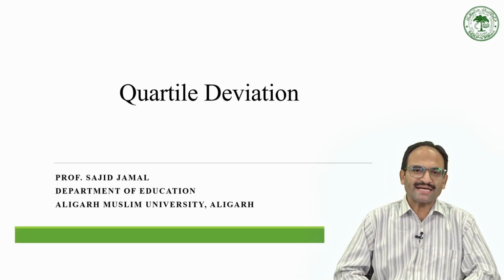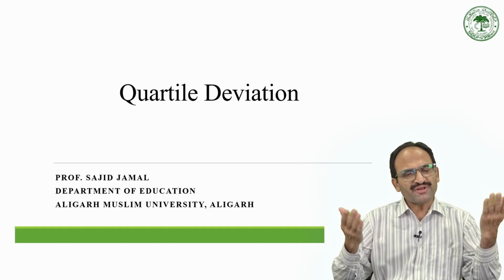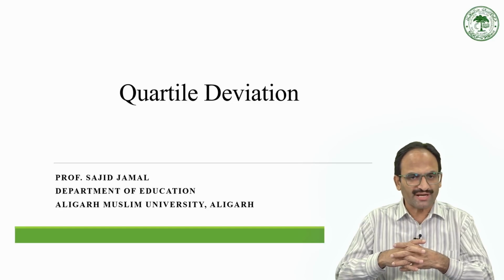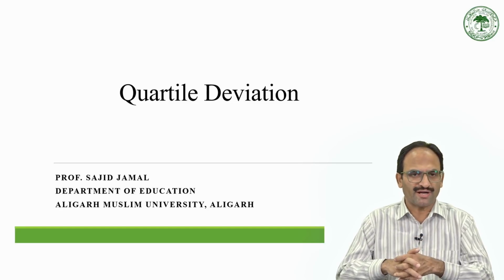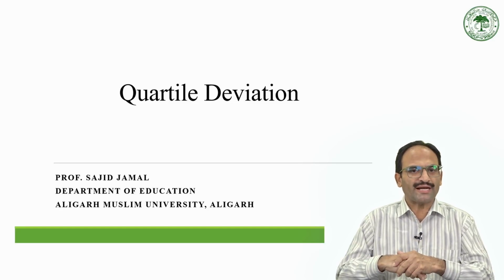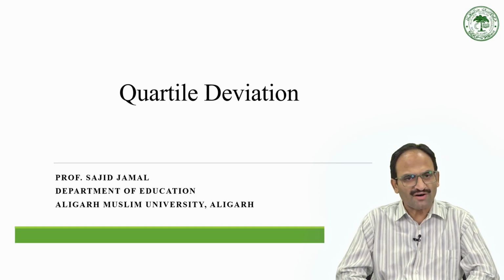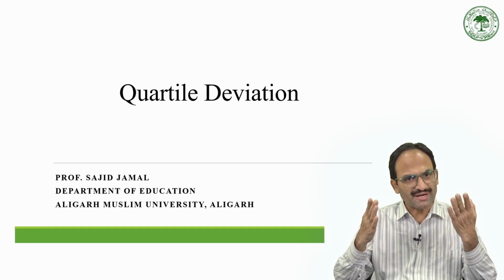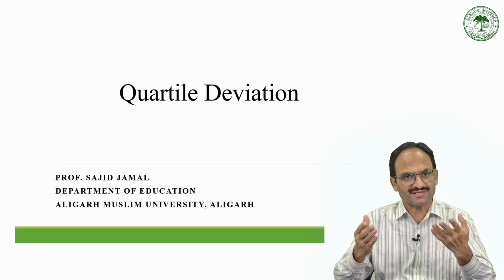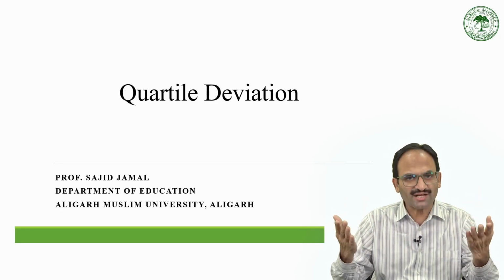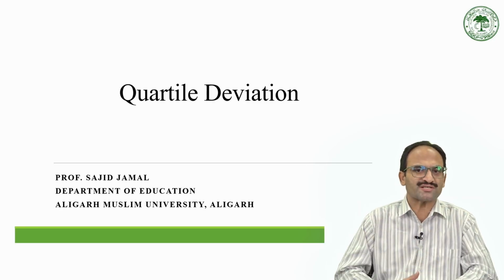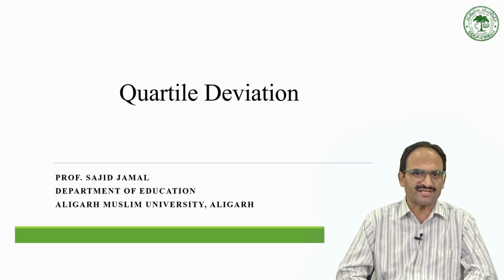Dear learners, greetings. As in the previous class, we have discussed what the measure of variability is and how we calculate it. At that time, we talked that by and large there are three ways of calculating the measures of variability. One is known as average deviation or mean deviation. Second one is known as quartile deviation. Third one is known as standard deviation.